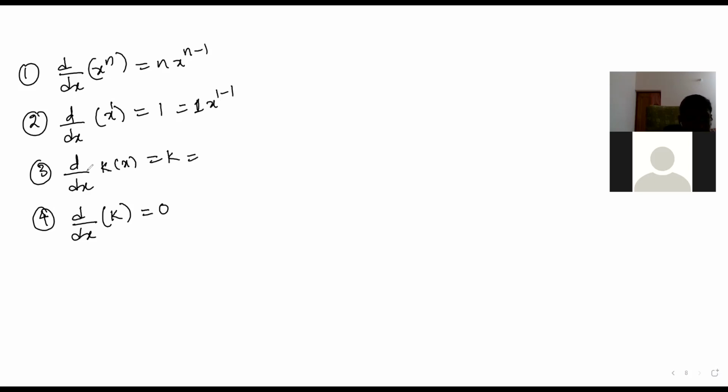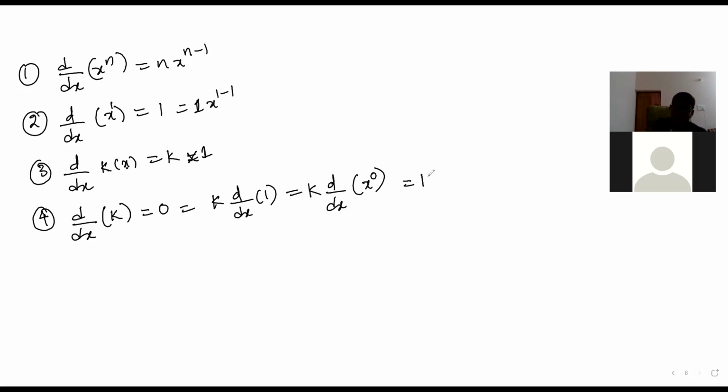K into d by dx of x to the power of 1. Keeping the constant k aside, we need d by dx of 1. What is 1 here? 1 means x to the power of 0. Yes or no? Yes, sir.